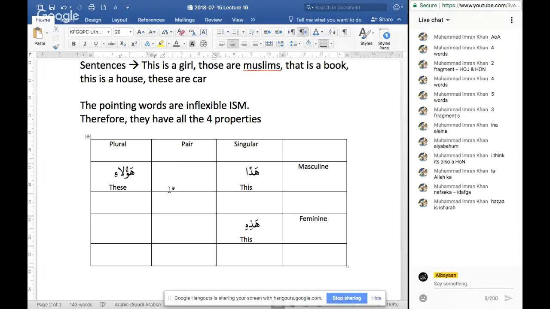In case of feminine, there's good news, because the plural of feminine is exactly the same as the plural of masculine. They both are ha'ula'i, so you don't need to remember both separately. You can just remember one. Haza is masculine, singular. Ha'ula'i is masculine, plural. Hazihi, feminine, singular. Ha'ula'i, feminine, plural. They both are the same. No difference.